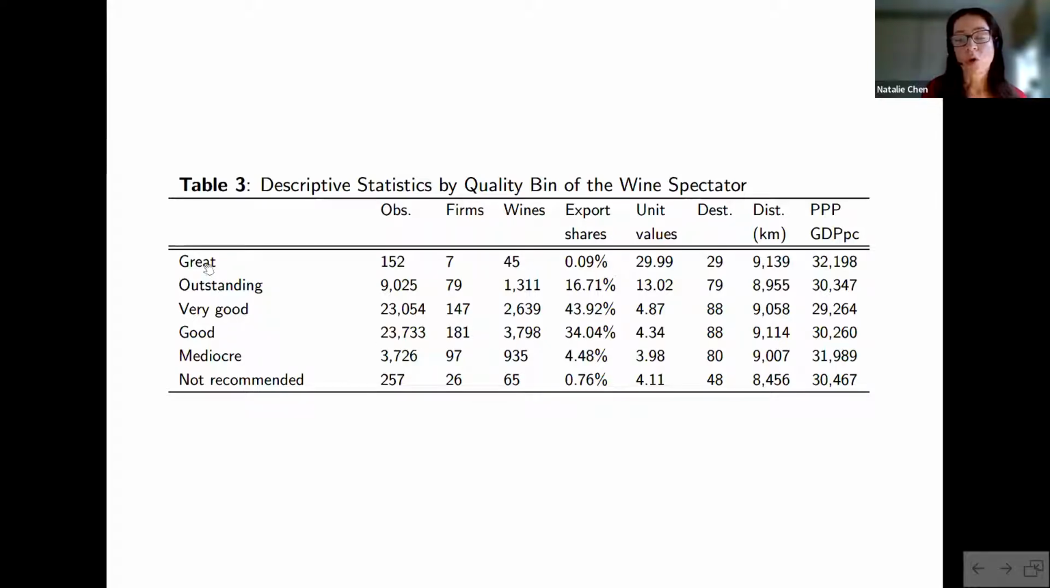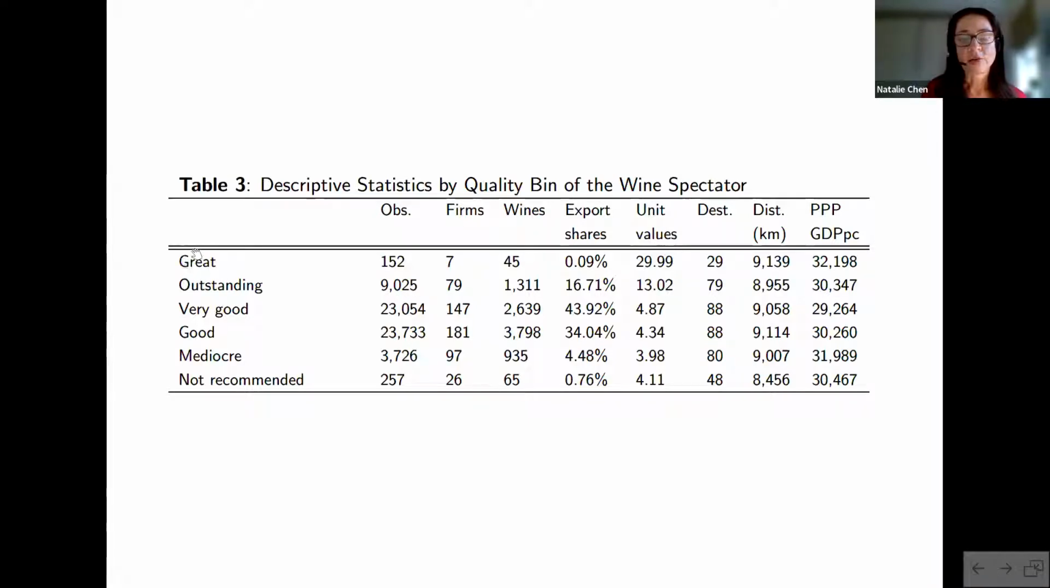The top quality wines, the great wines, or the low quality wines that are not recommended, instead have a much lower coverage. What you can also observe, if you look at the unit values, which would be like the price per liter of wine exported, is that higher quality wines tend to be more expensive than lower quality wines.